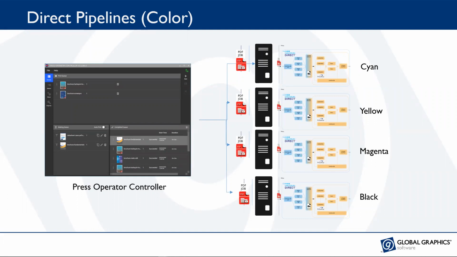As mentioned on the previous slide, the Press Operator Controller is supplied to control multiple Harlequin Directs and manage job queues. As it comes with the source code, you can add panels which collect data back from the press or interact with PLCs or other press-specific functionality.